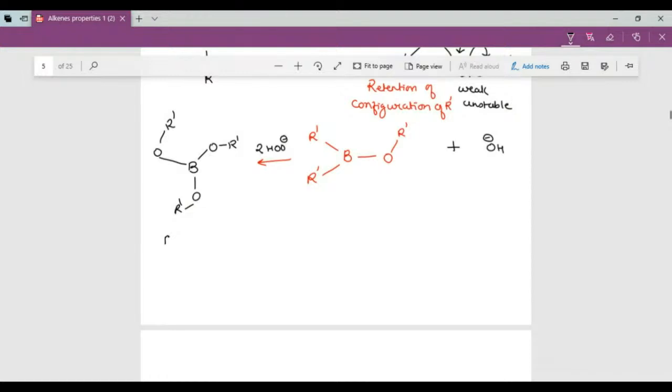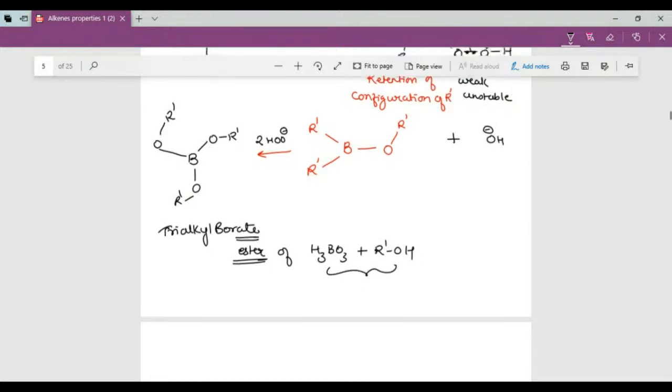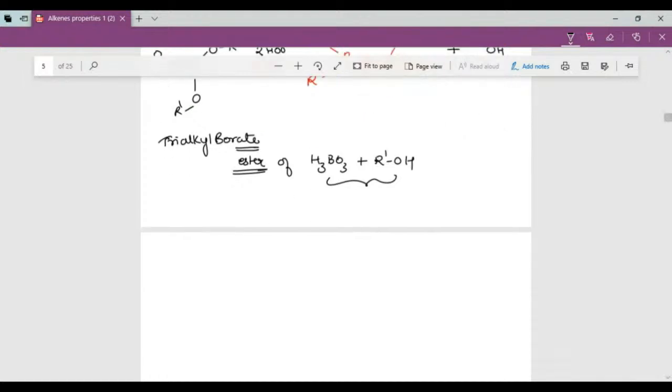this is called trialkyl borate. See the word borate, it is an ester. Okay, it is an ester of the acid H3BO3 and alcohols. Let me help you understand a little more about how this structure is justified.